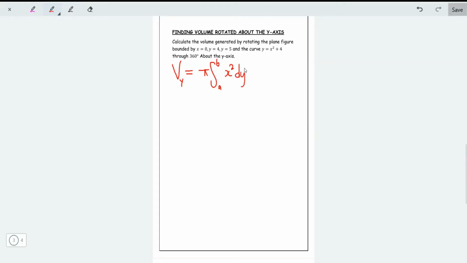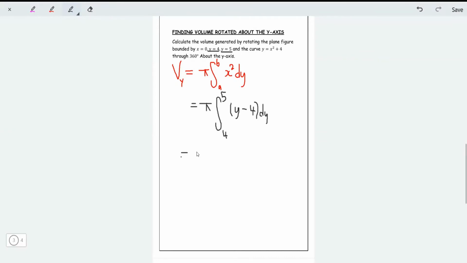So in this case, as we can clearly see right here, it gives us the curve y equals x squared plus 4. So what you need to do is make x squared the subject. The volume is pi times the integral from a to b, the y values. You use y values around the y-axis. So it's from 4 to 5 of x squared, making x squared the subject, you get y minus 4 dy. This will be the volume around the y-axis.